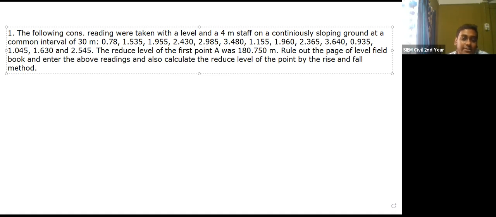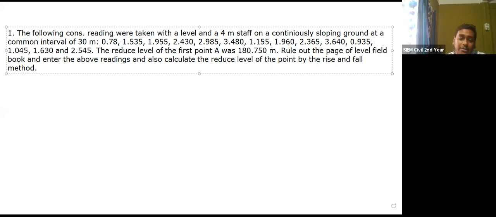So when you go for the readings, there are three types, that is BS, IS and FS. The first reading is obviously BS, so the first reading 0.78 is the BS. After that all the readings are intermediate readings, that means 1.535, 1.955, 2.430, 2.985 and 3.480. After 3.480 there is a fall, that is 1.155, so 3.480 is considered as the FS. After FS there is another BS reading, which is 1.155.